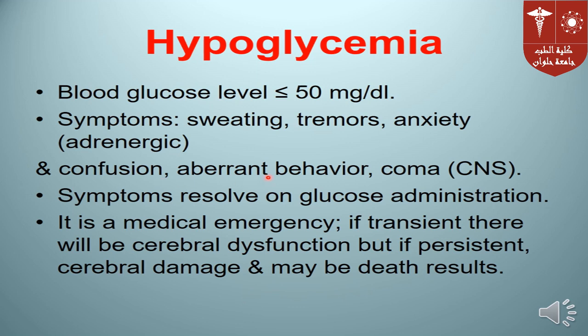aberrant behavior، aberrant يعني strange behavior، بتلاقيه بيتصرف بطريقة غريبة برضه لأنه مش قادر يركز، السيربرال فانكشن ابتدت تتأثر، ممكن يدخل مني لا قدر الله في كوما. فلازم it resolves on glucose administration، يعني لو احنا مش في المستشفى يبقى هنلحقه على طول مية بسكر. اوكي.